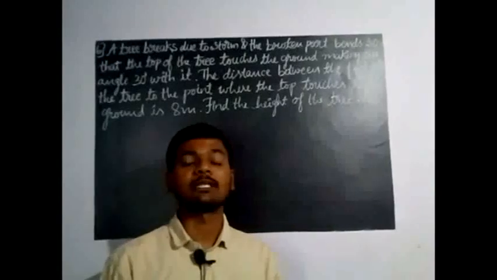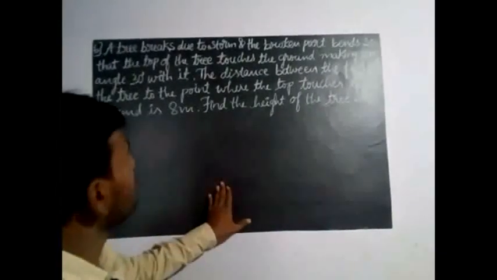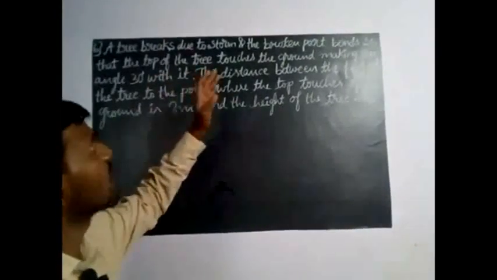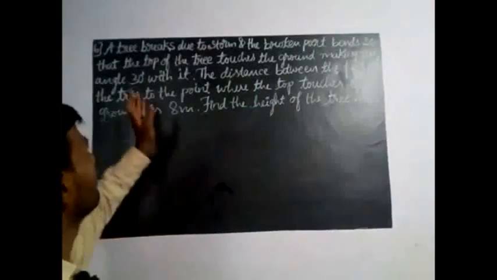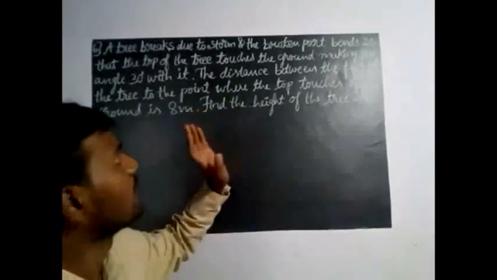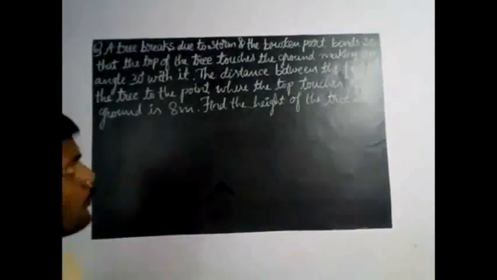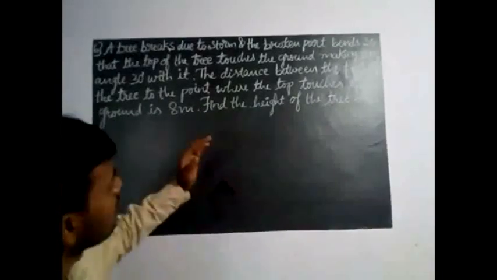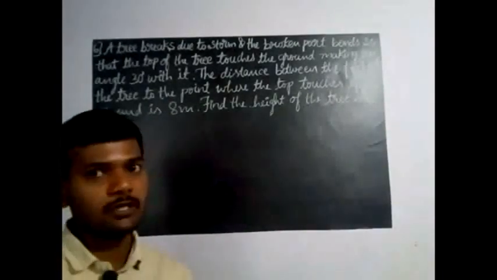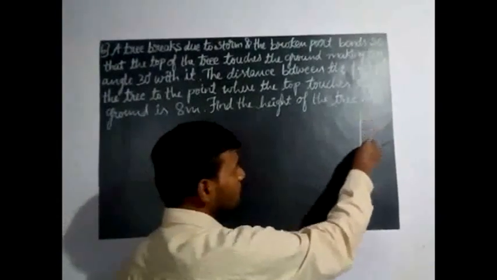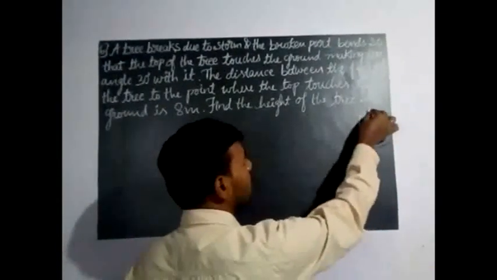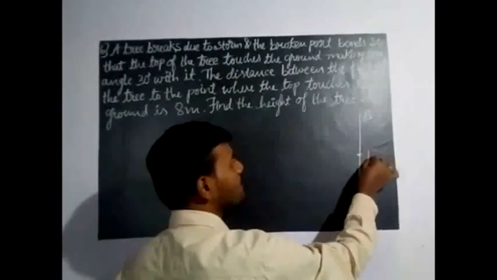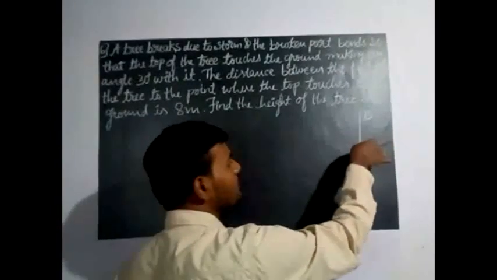Let us discuss the next example, that is a tree breaks due to a storm and the broken part bends so that the top of the tree touches the ground, making an angle of 30 degree with the ground. The distance between the foot of the tree and the point where the top touches the ground is 8 meter. Find the height of the tree. Here is a tree. AB is a tree. It is cut due to a storm. Let us take this point as B dash. So it bends.